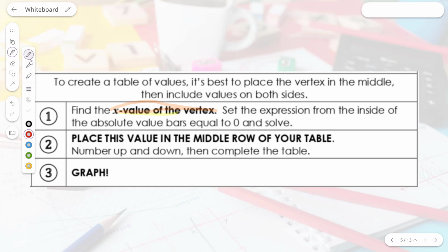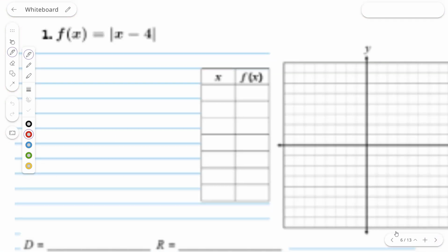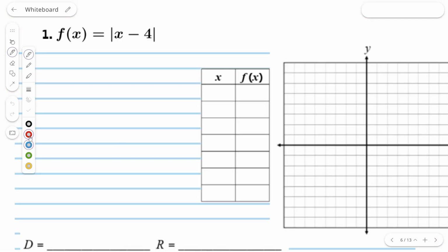And so we're going to set that expression, what's inside the absolute value bars, to equal 0, and then we're going to solve. You place that at the center of your table, and you're going to complete the table and then use those ordered pairs to help graph. So let's take what's inside my absolute value, x minus 4. I'm going to set that equal to 0 and solve. If I add 4 to both sides, x is equal to 4. That goes in the center of my table.